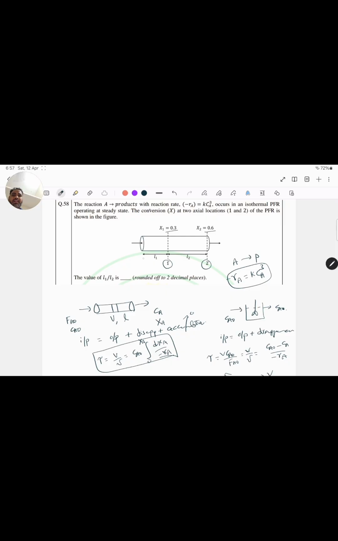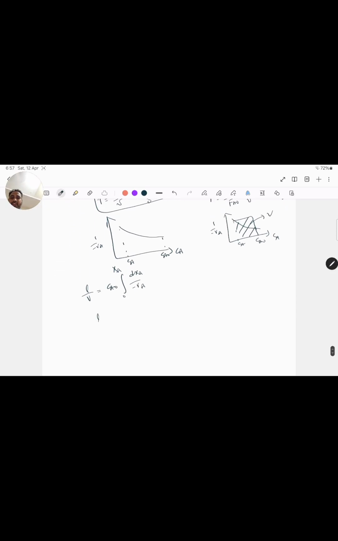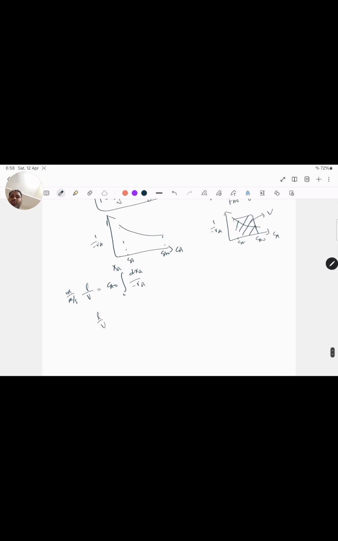I am going to take the first condition, up to length L1, where the conversion is 0.3. I am going to derive that first. Initially the conversion is 0, Xa equals 0. Here I am going to take L by V. Length is in meters and velocity is in meters per second, so the meters cancel and you get seconds only. So I am going to write the time constant tau in terms of length by velocity.